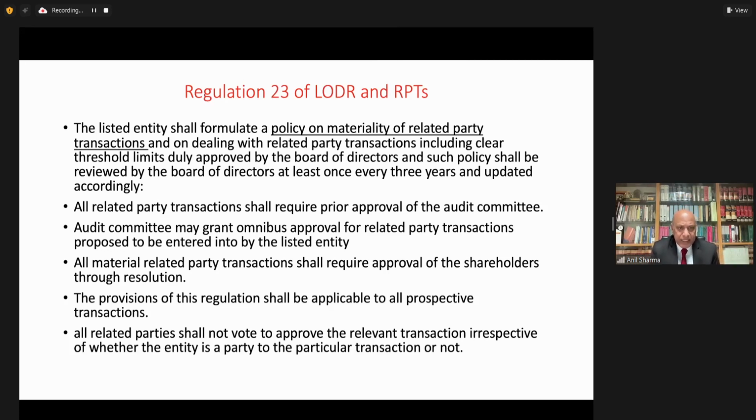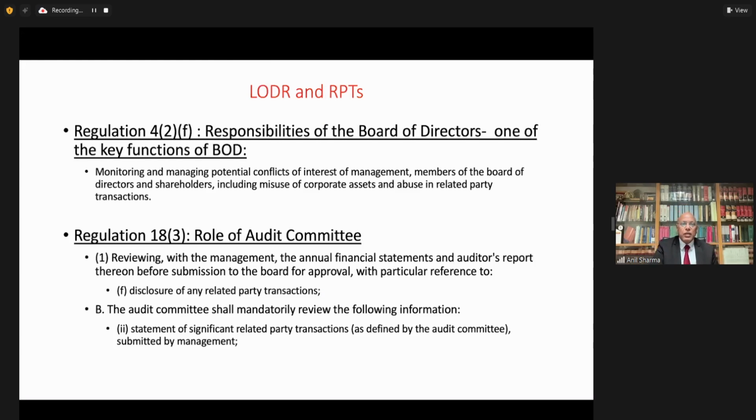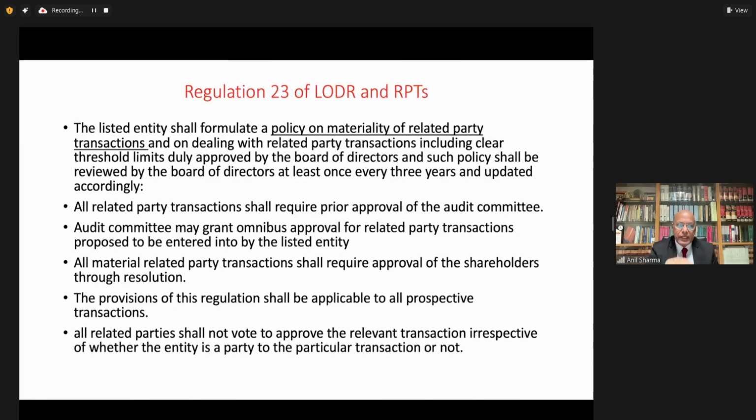So that is one. And then the second term, which I thought I should explain, is material related party transactions. As I mentioned to you, materiality depends on a case-to-case basis. So accordingly, that materiality has to be determined by the board. And once the policy is framed, according to the policy, those transactions require the due process as mentioned in Regulation 23.